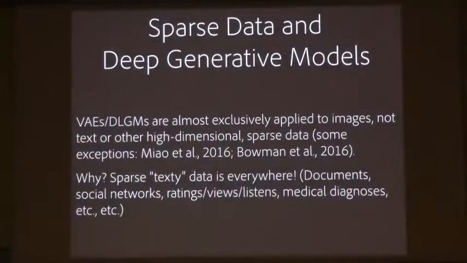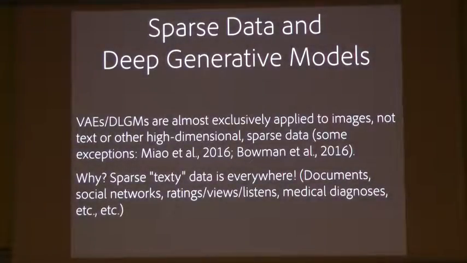So, these models are great, but they're almost exclusively applied to images and not text or other high-dimensional, sparse, heavy-tailed data. There are a couple of exceptions to this, but they're exceptions. There are lots of papers about applying these to images, not so many for text. And why should that be, given that sparse, texty data is really everywhere? Arguably, maybe not by bits, but by number of files, most of the files in the world contain texty data. So why aren't we using these kinds of models to fit this kind of data? Well, the answer is that if you try the naive thing, it doesn't usually work that well.